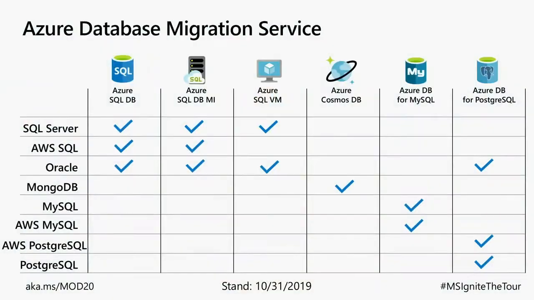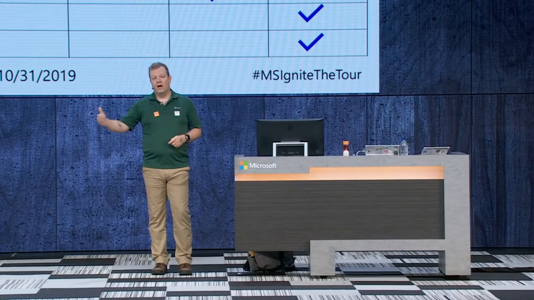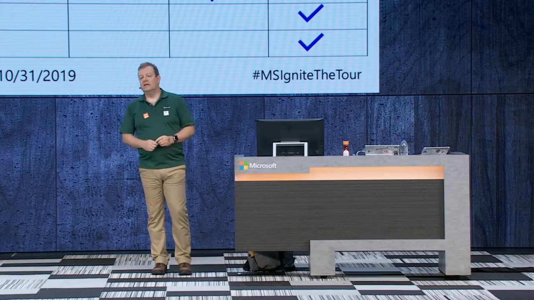The Azure Database Migration Service that I mentioned is a possibility to migrate from different sources on the left to different targets on the top. And as you can see, we support a number of sources, including AWS and Oracle. And here I'm going to demo how to migrate from MongoDB to Cosmos and from SQL Server on-premise to Azure SQL Database using the Azure Database Migration Service. It's a very nice managed service which is taking care of a lot of headaches for you.